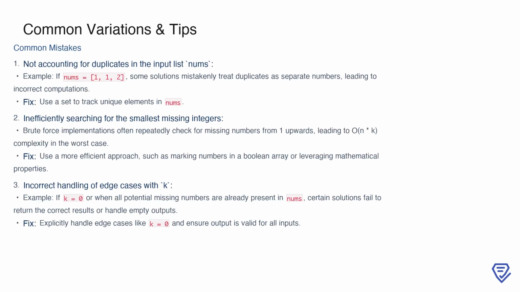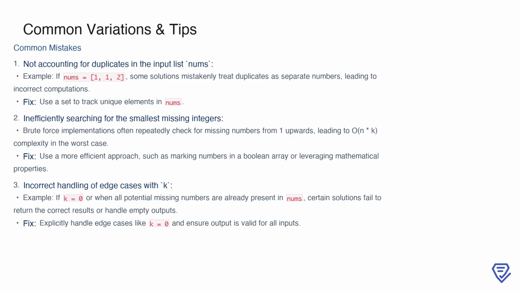When solving this problem, there are a few common mistakes to watch out for. First, not accounting for duplicates in the input list nums can lead to incorrect results. For example, if nums contains 1, 1, 2, some solutions mistakenly treat these duplicates as separate numbers. The simple fix here is to use a set to track unique elements and avoid double counting.